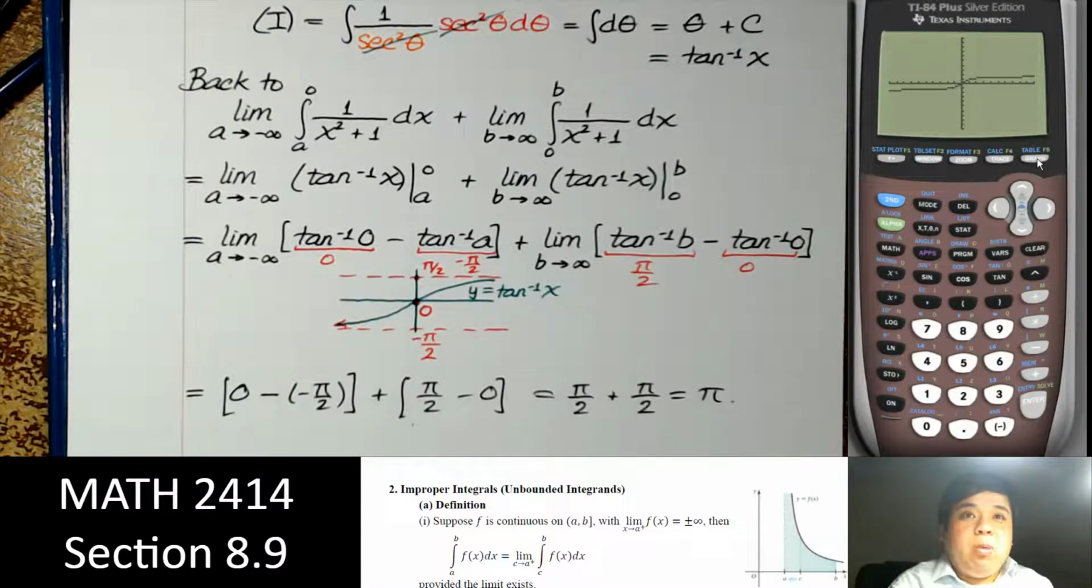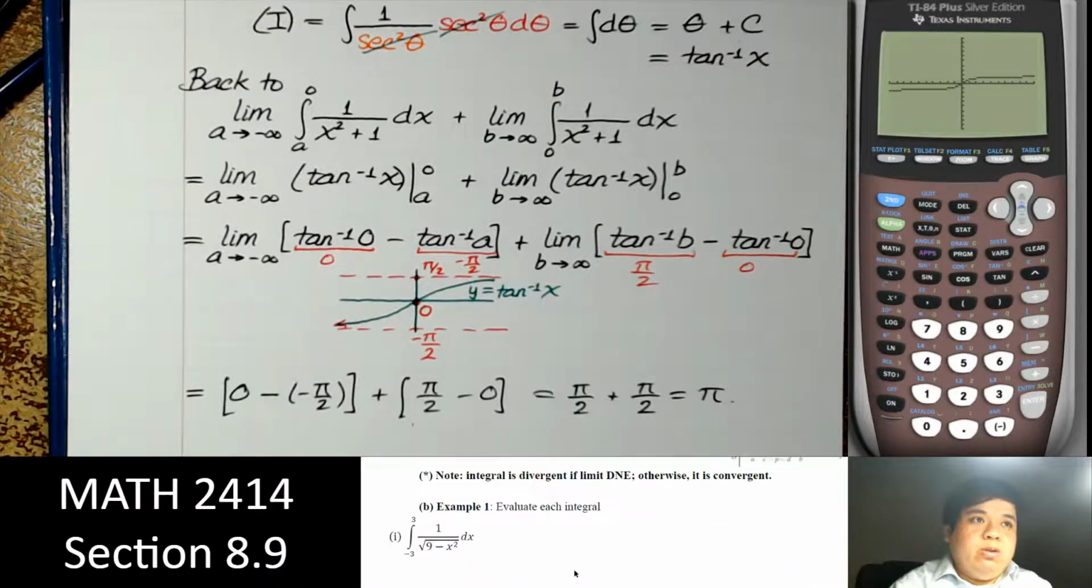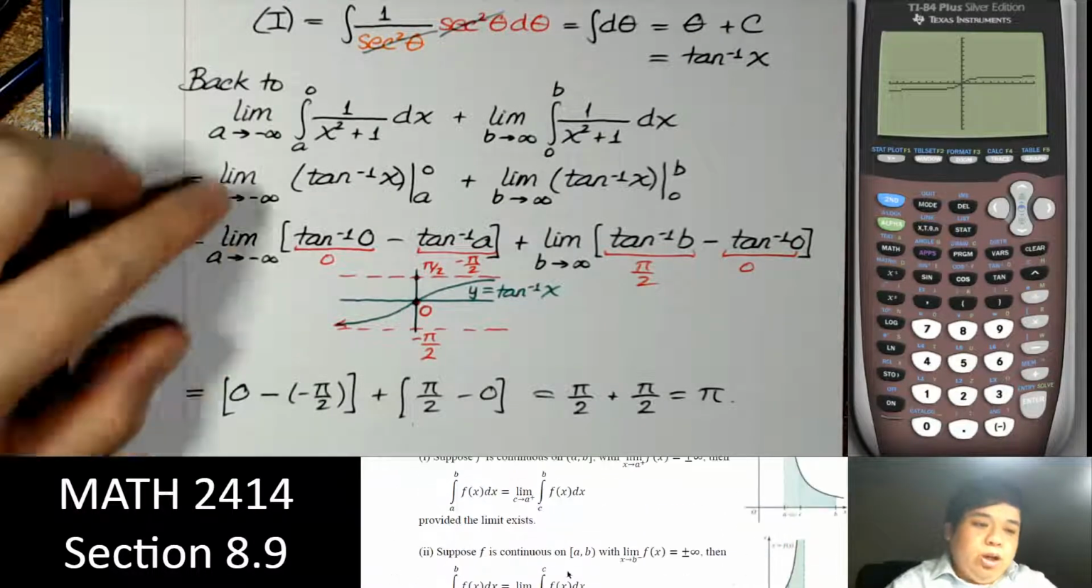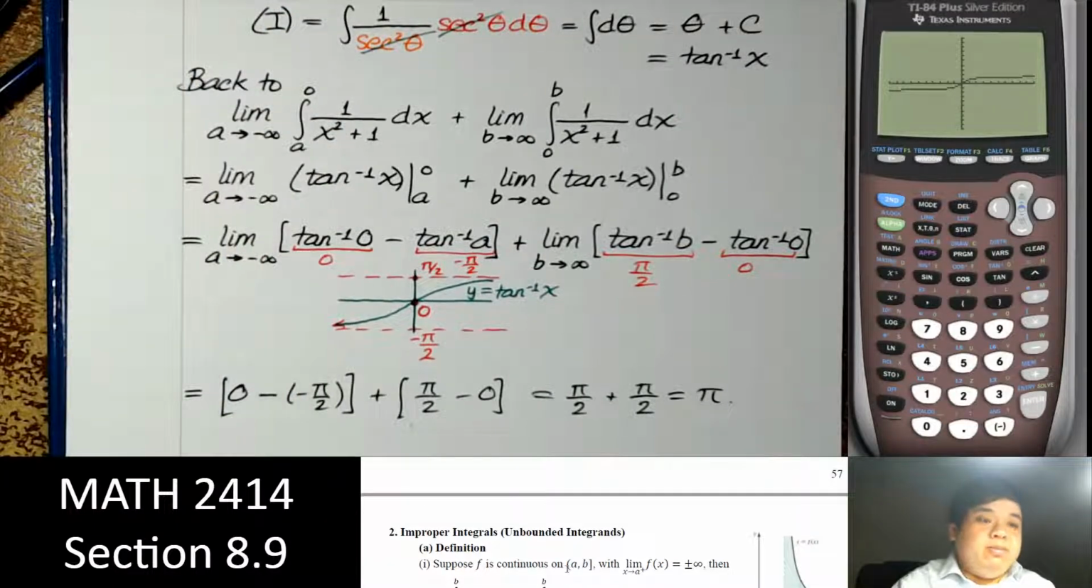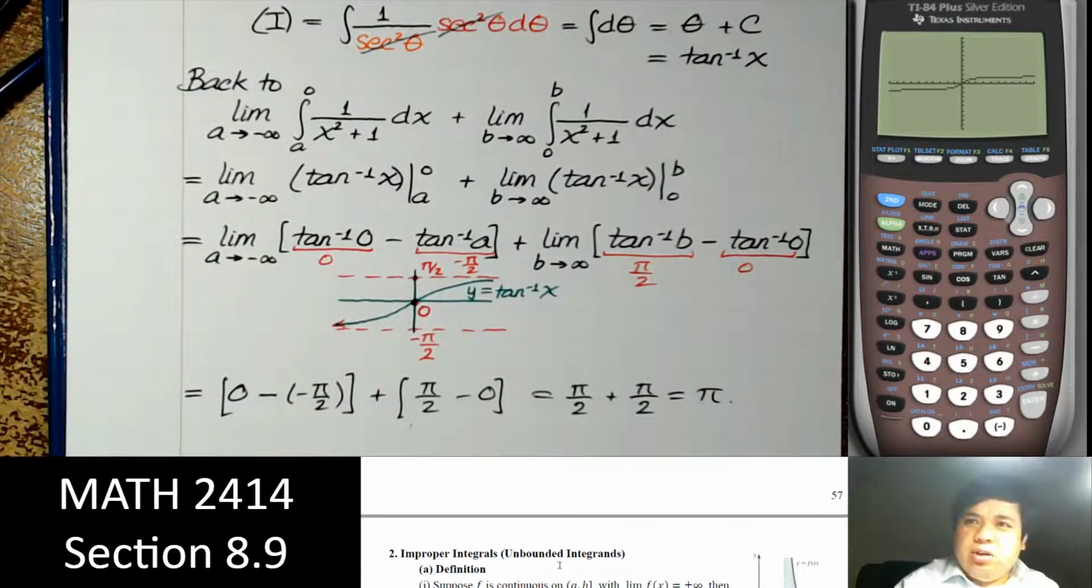Let's take a 5-minute break. When we come back, we continue with the second part of the improper integral. This time, it is because the function is undefined. Right. Continue at 10:11.